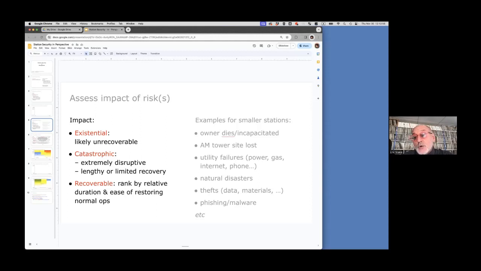If the owner dies or is incapacitated, or if it's an AM station and they lose their AM tower site, these can be existential or catastrophic risks for the business. Utility failures can be risks that mean the station doesn't meet its service goals. And those can be seen as being much more important to address than an IT risk. Natural disasters, thefts, phishing, and malware. There's a long list of things, but some things will jump out as things that need to be addressed much sooner than others. And many of those things are not IT things.